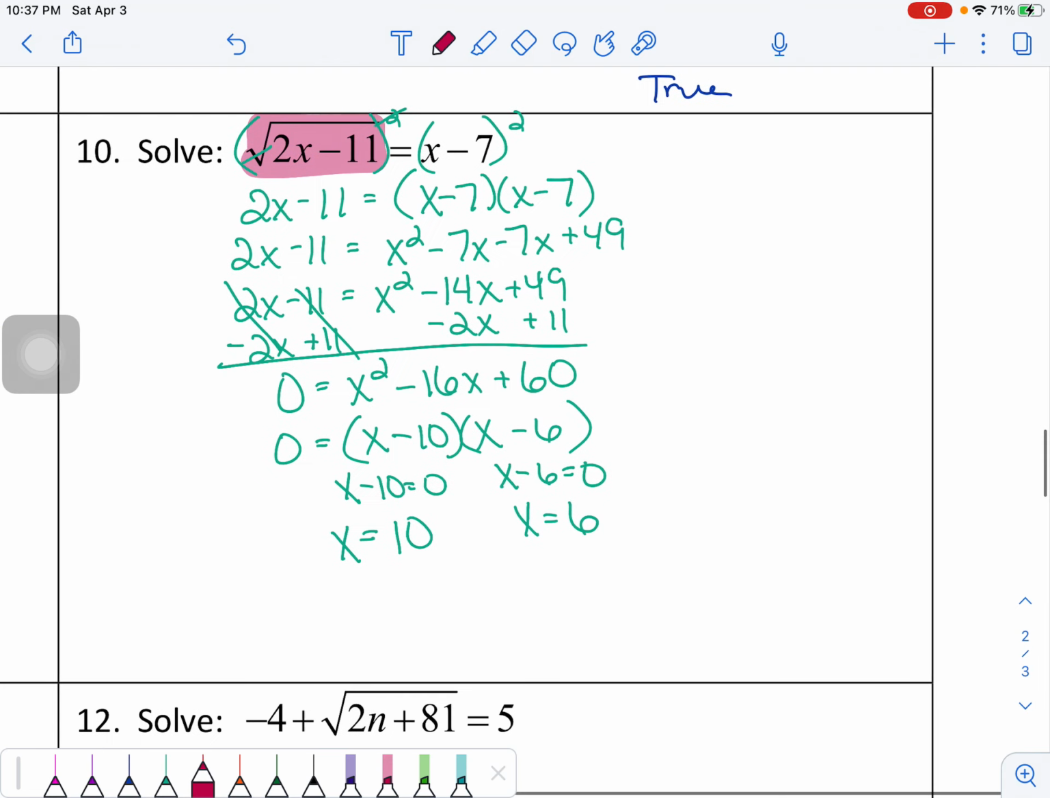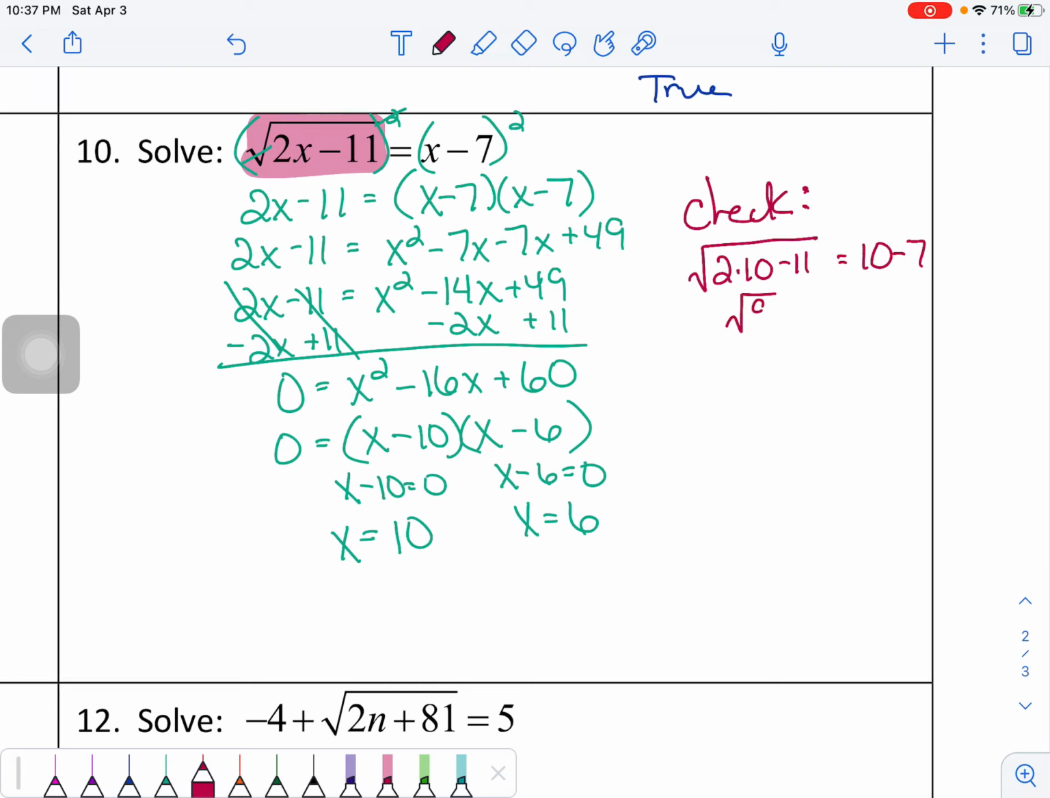Okay? But as with the last problem, as with every problem that has a radical in it, you have to check your work. So it doesn't matter which one you check first. I'm going to go ahead and check 10. So I've got the square root of 2 times 10 minus 11 is equal to 10 minus 7. So 2 times 10 is 20. 20 minus 11 would be 9. So the square root of 9. 10 minus 7 is 3. So 3 equals 3. Yes, I can now guarantee you that x can equal 10. Now, that does not automatically mean that x equals 6 or can't equal 6.